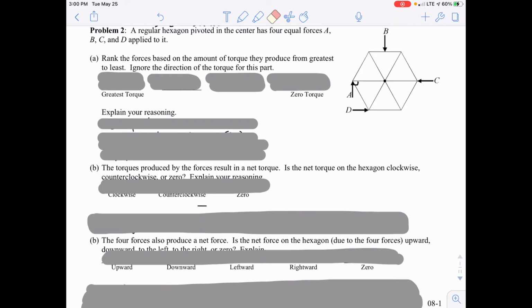Problem number 2. A regular hexagon pivoted at the center has 4 equal forces A, B, C, and D applied to it. Rank the forces on the amount of torque they produce from greatest to least. Remember, what this means is they're the same force, but what we want is to rank the torques. What is the greatest torque produced versus the lowest? Well, we can immediately go to the lowest amount of torque.